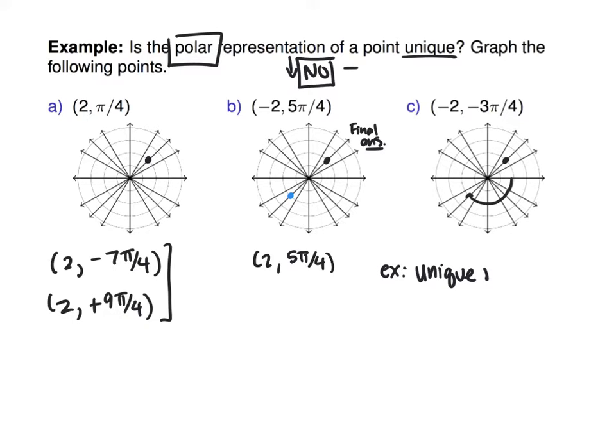So here's an example. A unique representation is like the point 1, 1 in x, y coordinates. There's only one way to write 1, 1. Does that make sense? Like the point over 1, up 1, that's the only way to write that point. It's a unique representation. If you have a different x or different y, you get a different point, right? But with polar coordinates, there's more than one way.